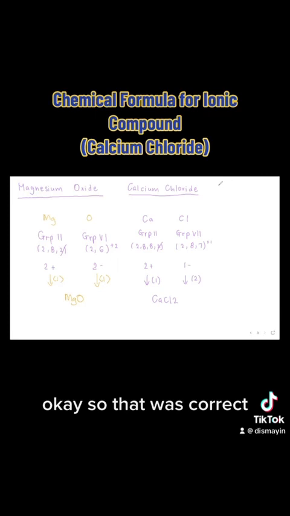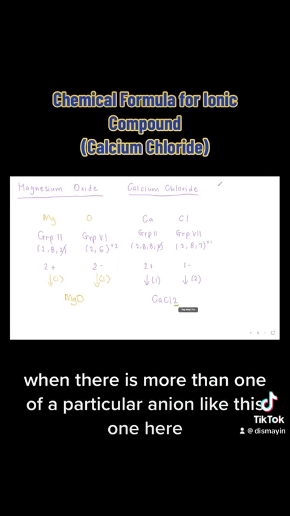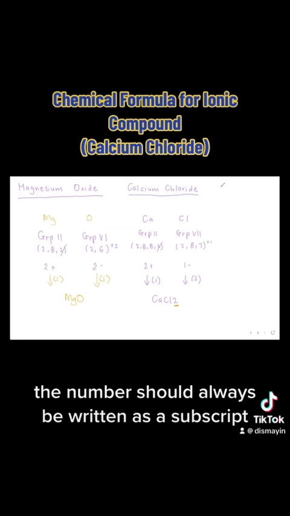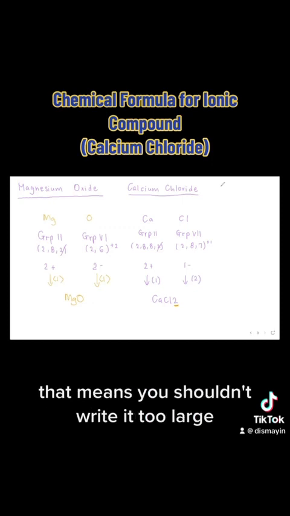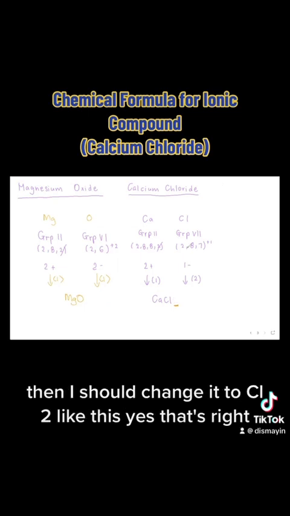Okay, so that was correct, but please do take note here. When there is more than 1 of a particular anion like this one here, the number should always be written as a subscript. That means you shouldn't write it too large. Then I should change it to Cl2 like this. Yes, that's right.